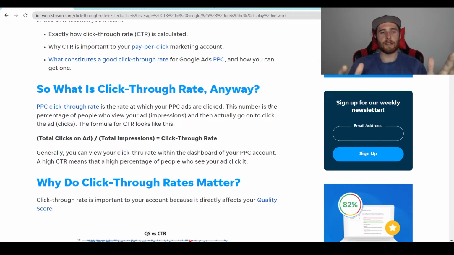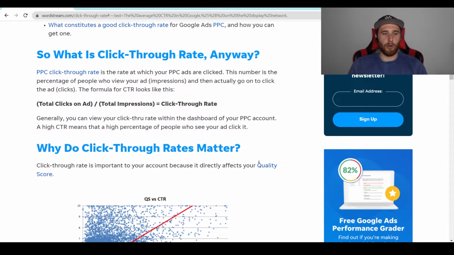Essentially, a click-through rate is the total amount of times someone saw your ad versus the total amount of times people actually clicked on your ad. So if people see your ad 100 times and they only click on it 10 times, you have a 10% click-through rate. Depending on what industry you're in, 10% may be good, may be bad. It really is unique to your situation. But that's click-through rate in a nutshell.